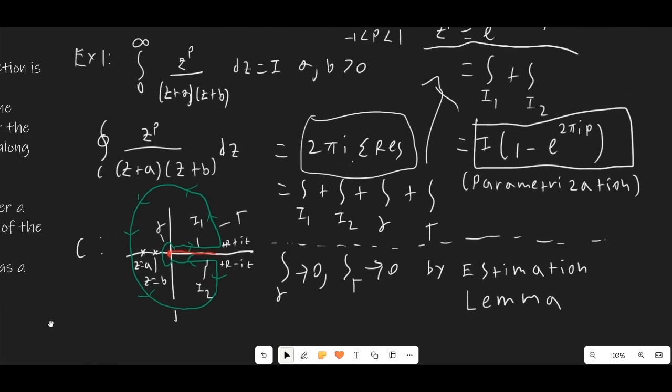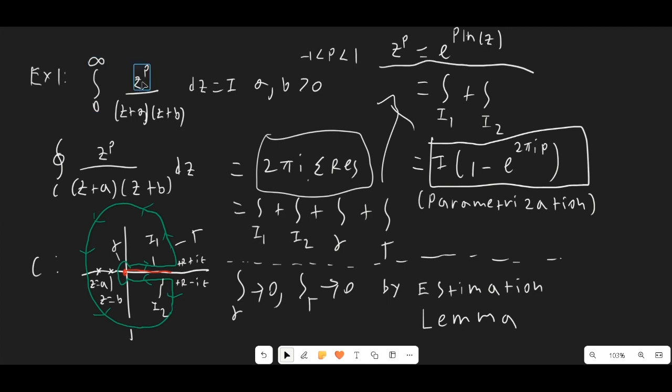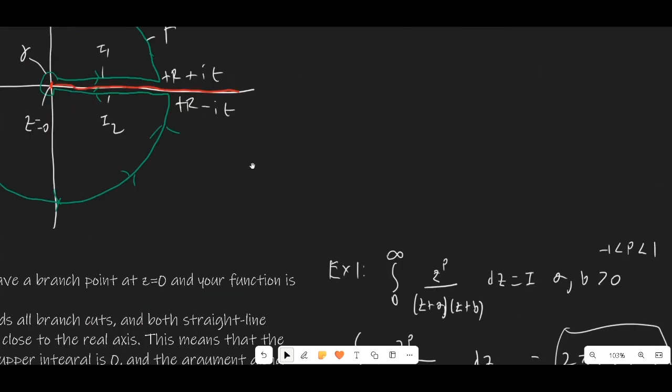So here's an example right here. We have a pretty straightforward function, the integral from 0 to infinity of z to the p over (z plus a) times (z plus b), which is going to be equal to I, where a and b are greater than 0, and p is between -1 and 1. So this is our keyhole contour right here. We have poles at z equals minus a and z equals minus b. I didn't really draw the keyhole too well here, but it's the same as this keyhole right over here.